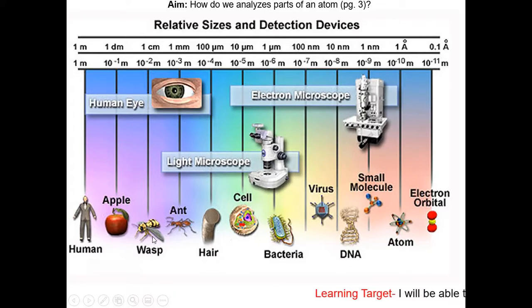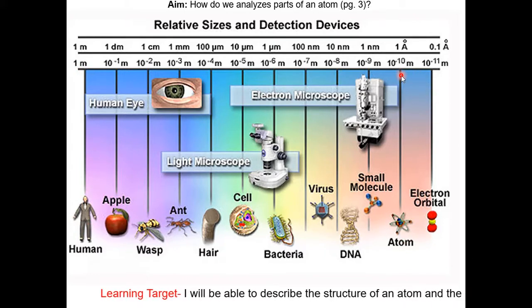Here is a very nice diagram showing the relative sizes of things. These are things you're familiar with. We're here, we're humans, so we're assuming 1 meter here. The atom is about 1 angstrom, or 10 to the minus 10 meter. So we are about 10 to the 10th power larger in terms of size differences, okay?